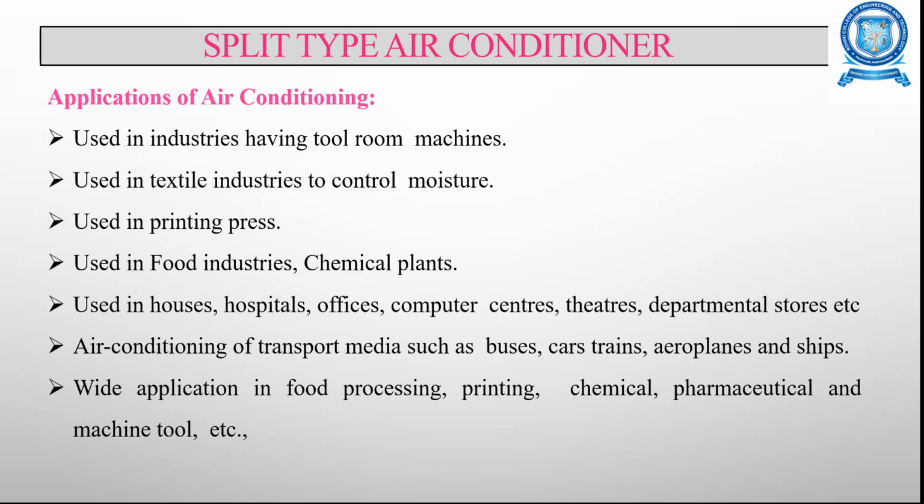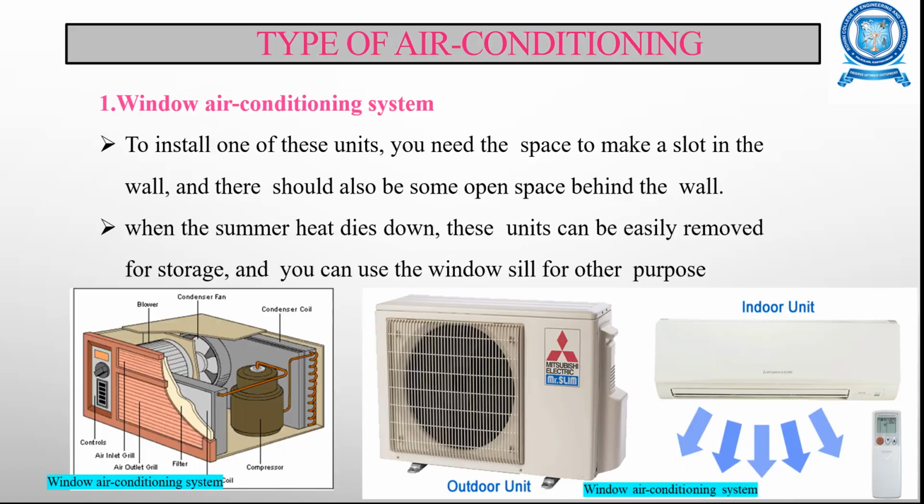So common applications of air conditioning: it is used in industries which have tool room machines, in textiles to control moisture, in printing presses, food industries, chemical plants, houses, hospitals, offices, computer centers, department stores. And also air conditioning is used in transport media like buses, cars, trains, aeroplanes, and ships. And it also has wide applications in food processing, printing, chemical, paramedical, and machine tool, etc.